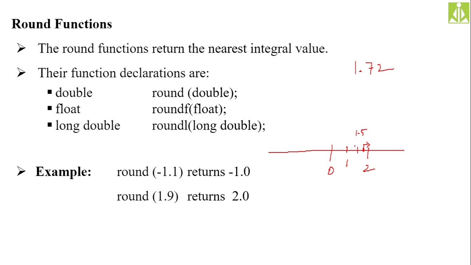And if you take any value like 1.14, let us assume we are calculating the round value of 1.14, how will it be? 1.14 will stand before this 1.5, so somewhere here it will come. Now for this 1.14, which one is near, 1 or 2? 1 is near, so the value will become 1. So round of 1.72 will become 2, and round of 1.14 will become 1. Like this you have to remember.